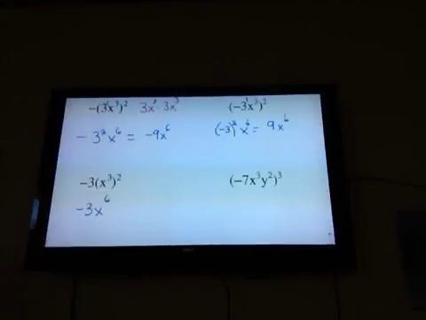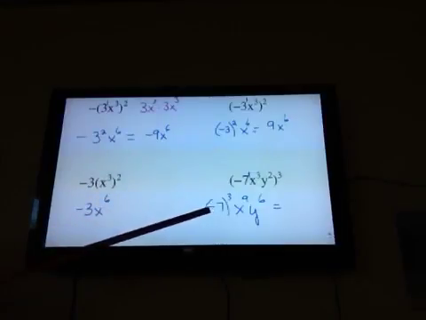Okay, on this next one, understood 1 on that 7. So I have negative 7 to the 3rd power, 1 times 3. X to the 9th, 3 times 3. Y to the 6th, 2 times 3. And then go ahead and calculate negative 7 to the 3rd. Make sure that you use parentheses. 7 times 7 is 49 times 7 is 343.